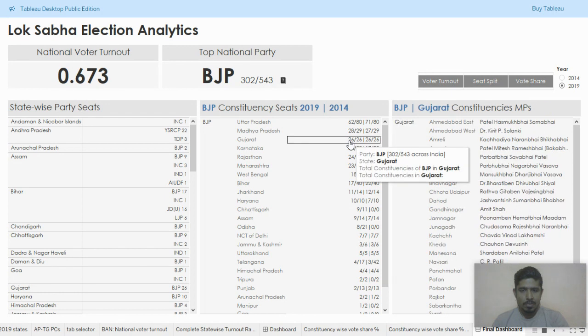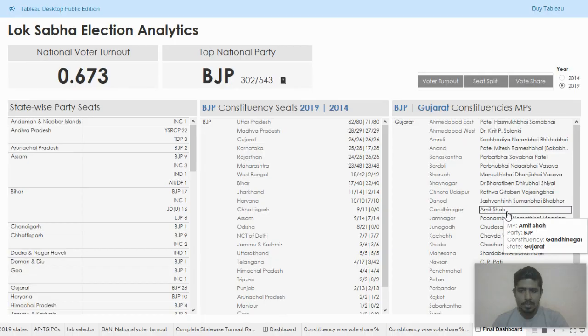Let us hover over Gujarat. So in Gandhinagar, I am able to see Amit Shah.